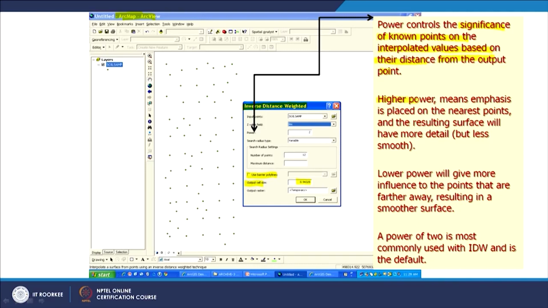The less the distance, the more the influence from the input point. Now, when we provide higher power, emphasis is placed on the nearest points. When we provide low power, it will give more influence to the points that are farther away, and that means a more smoothened surface. But in case of high power, we get a less smoothened surface, though the overall technique is inverse distance. A power of 2 is most commonly used, and that is why it has been kept as the default here with IDW.